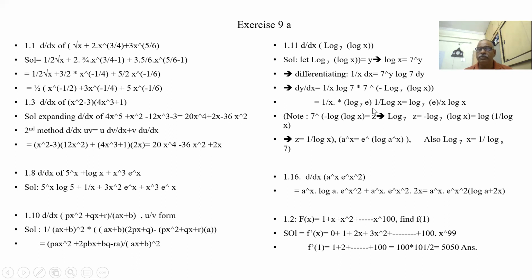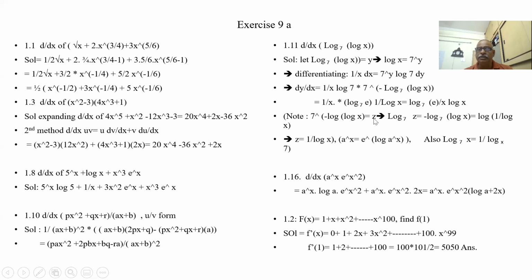7 to the power of. So this is nothing but 1 by x log e to 7 into 1 by log x. See how this has become? 7 to the power of minus log of log x. At y is equal to log of log x. What is y? We got 7 to the power of minus y. Y is log of log x to base 7. This whole thing is y. So 7 to the power of minus log of log x.